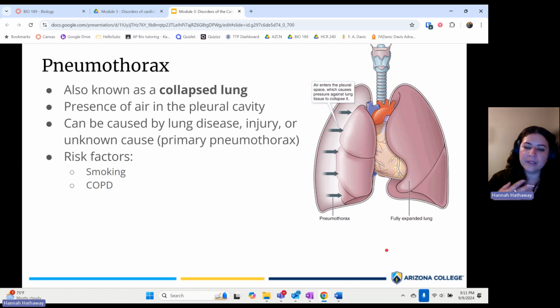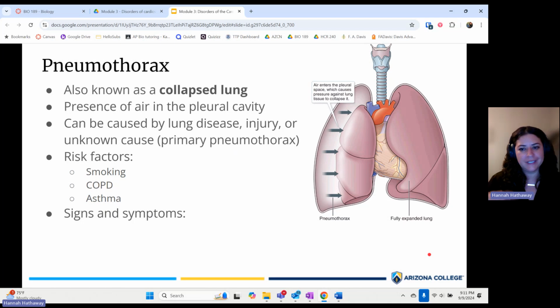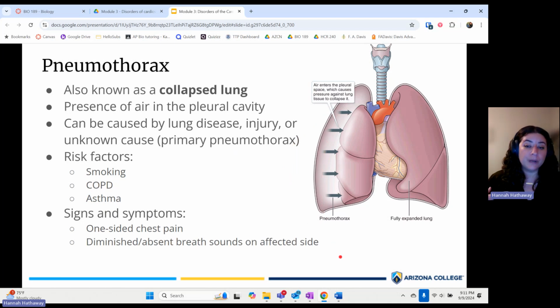Risk factors, smoking, just smoking messes up your respiratory system. Don't do it. COPD, asthma, that's just chronic inflammation within your respiratory system is also just going to dysregulate everything in there. Signs and symptoms, one-sided chest pain, so you're having pain on the affected lung. No breath sounds at all on the affected side. Difficulty breathing, of course. And then cyanosis, so if your lungs aren't working effectively and your blood isn't getting oxygenated enough, then that is going to cause cyanosis because the blood essentially is going to not get oxygen, which makes the blood more red and it's going to appear blue.